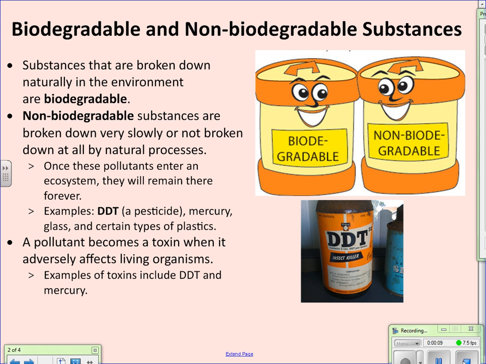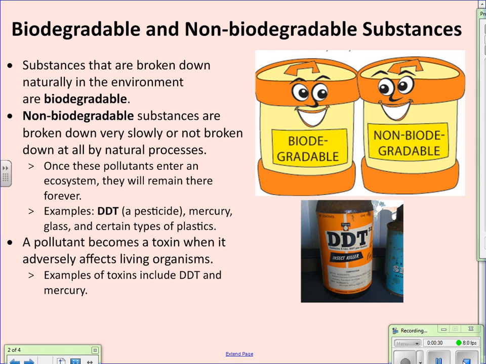This podcast is on bioaccumulation. In order to understand bioaccumulation, we first need to understand a couple concepts, and that's the idea of biodegradable and non-biodegradable substances. So biodegradable substances are substances that can be broken down in the environment. So plant matter, for example, household compost, these are things that are biodegradable.